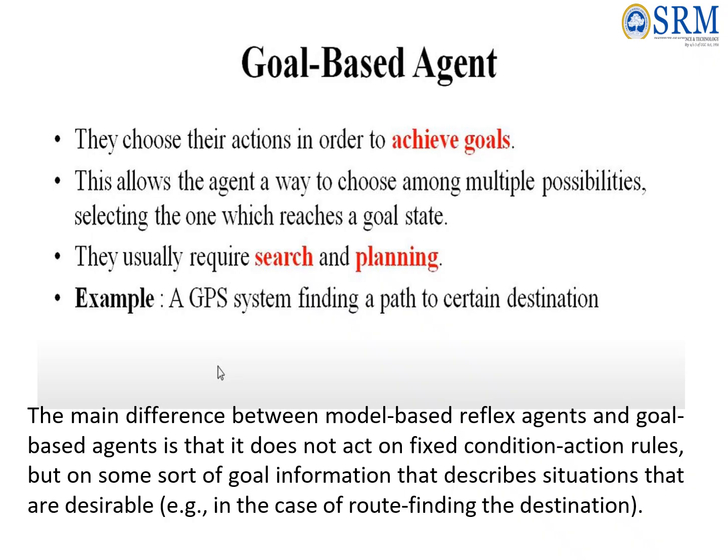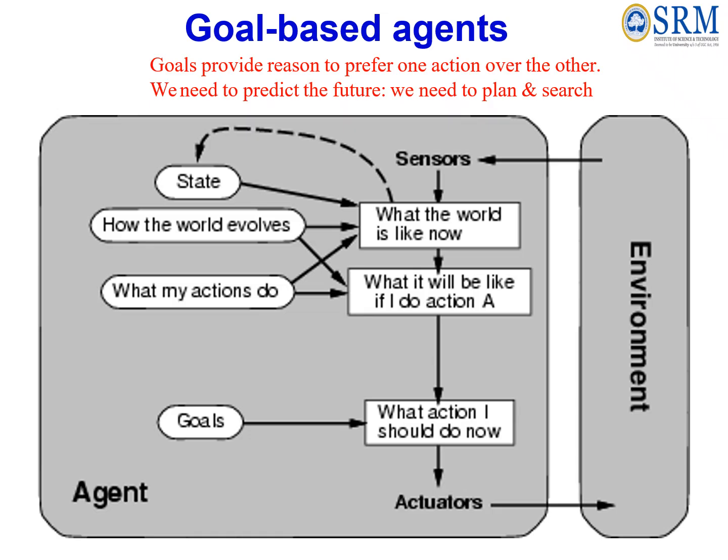So let's see the diagrammatic representation of it. A goal based agent is similar to the model based as well as the simple reflex based agent. The state stores the current state of the world and room location. The current room is A. The agent remembers its current position. How the world evolves represents the knowledge about how the environment changes naturally.